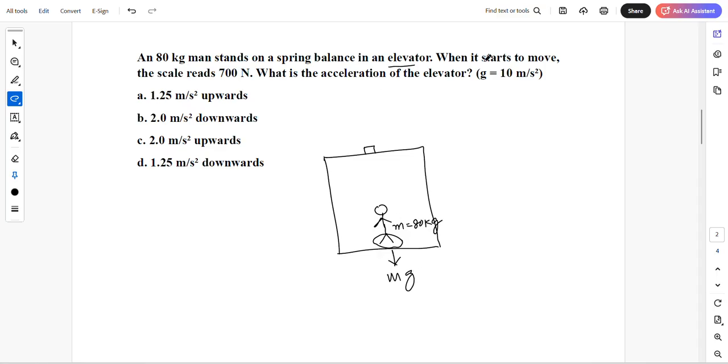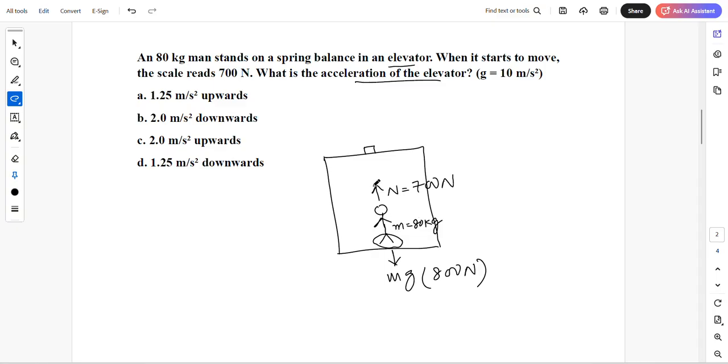When it starts to move, the scale reads 700 newtons. This is N, the normal reaction. What is the acceleration of the elevator? Which is more? Mg will be 80 into 10, which is 800 newtons.